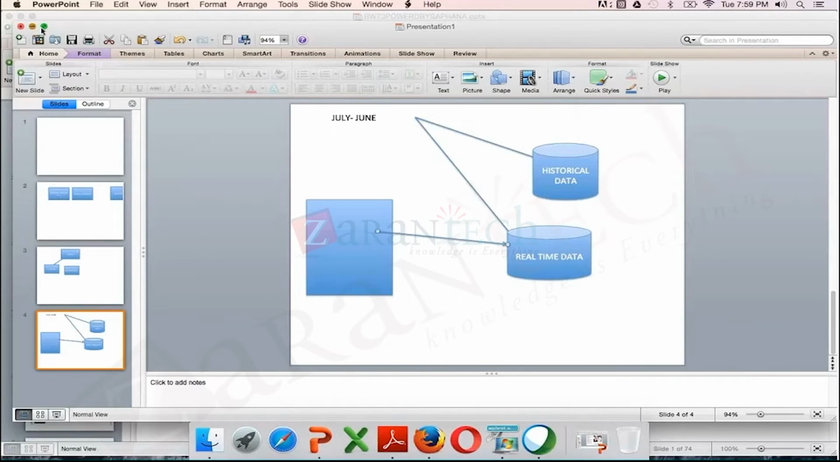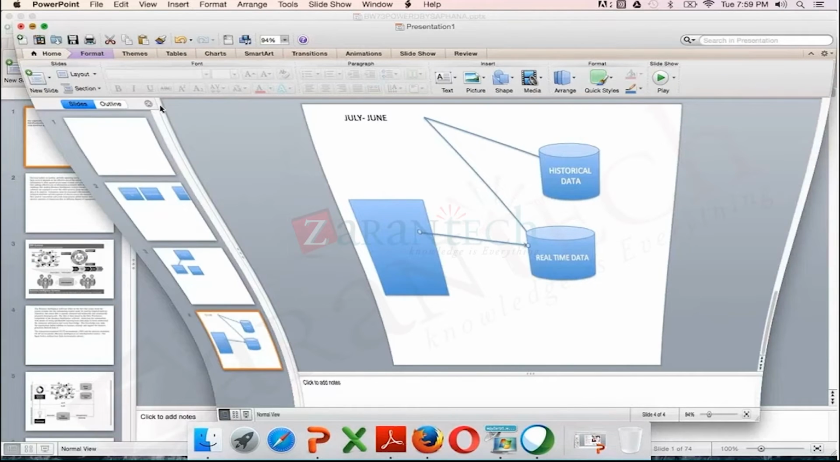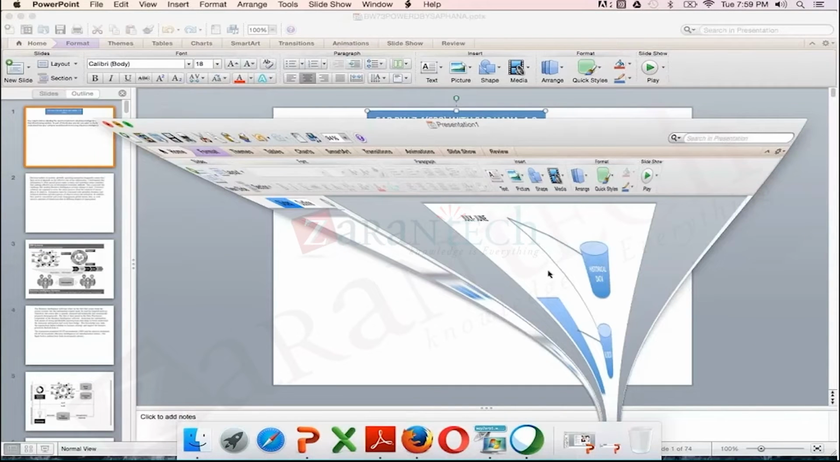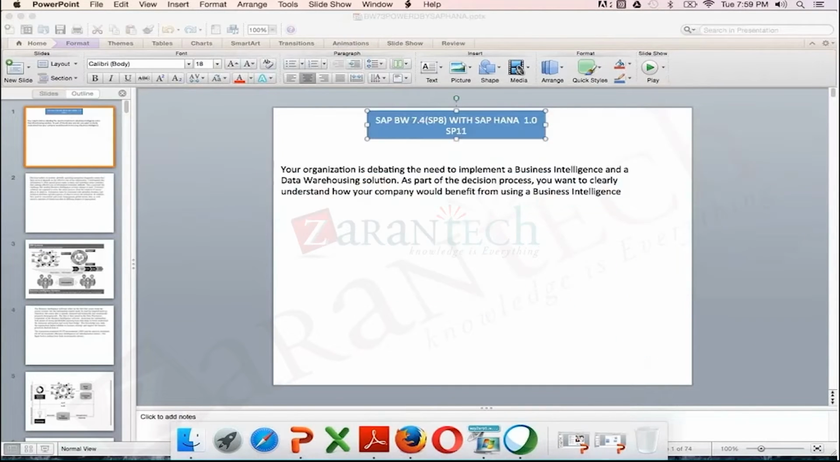So when the business user requires real-time data for real-time analytics, it's very difficult to provide the real-time data for reporting purposes from such a complex system landscape.